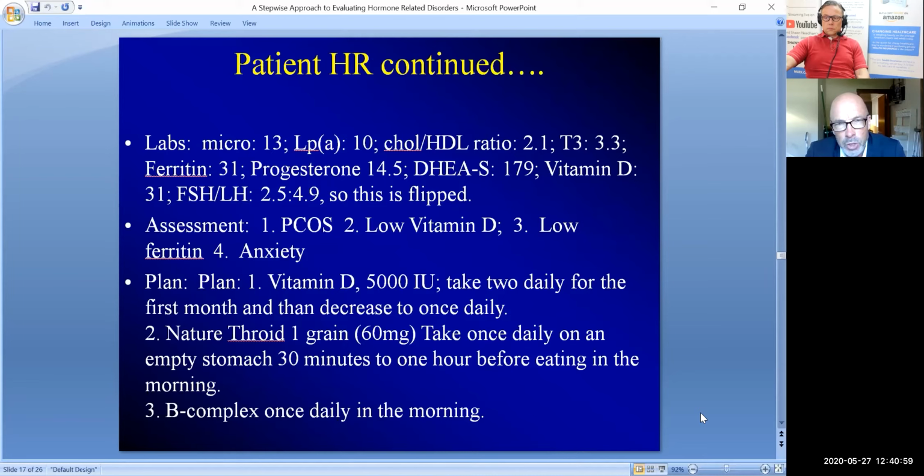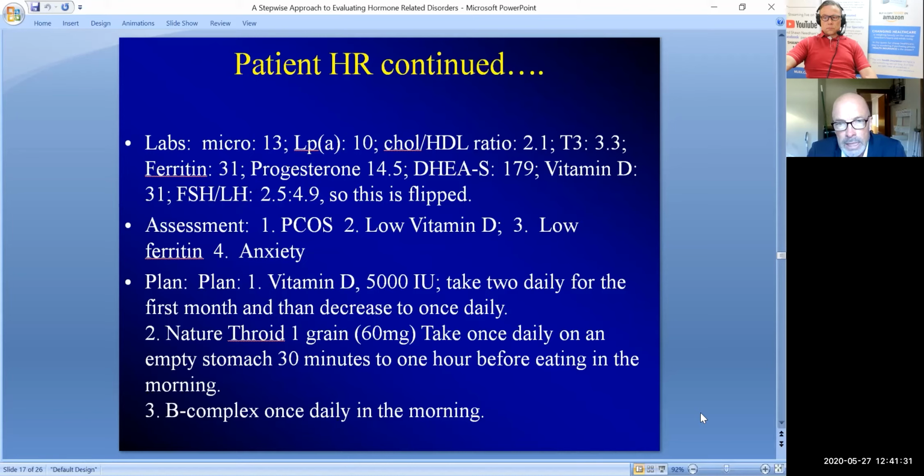Lipoprotein A, I do check that every once in a while because that's another inflammatory marker. Cholesterol HDL ratio, all good. Her free T3 was on the lower side at 3.3. Her ferritin was low at 31. Again, optimal, I like to see that closer to 70. Progesterone actually looked pretty good at 14.5, when I, again, have seen optimal somewhere between 10 and 21, but also recognizing I'm capturing her at that moment in time.